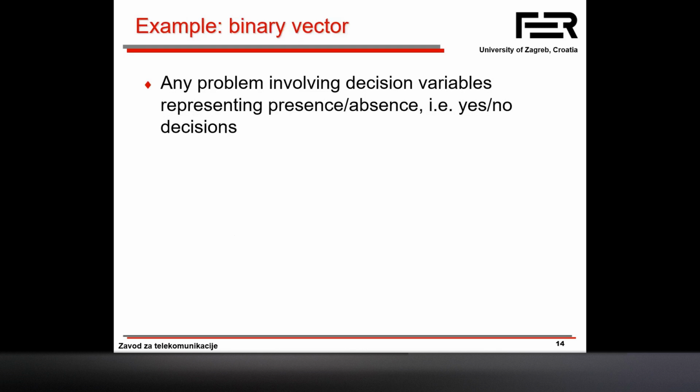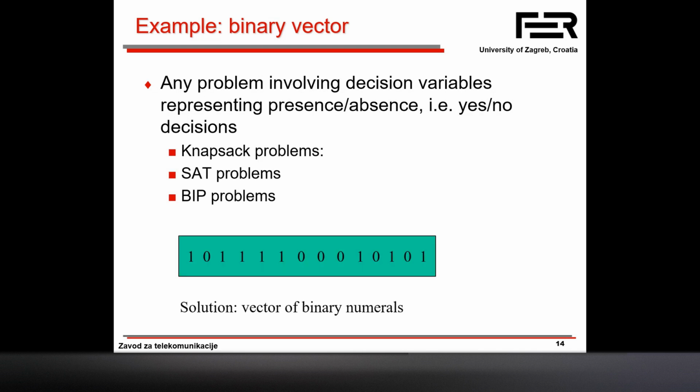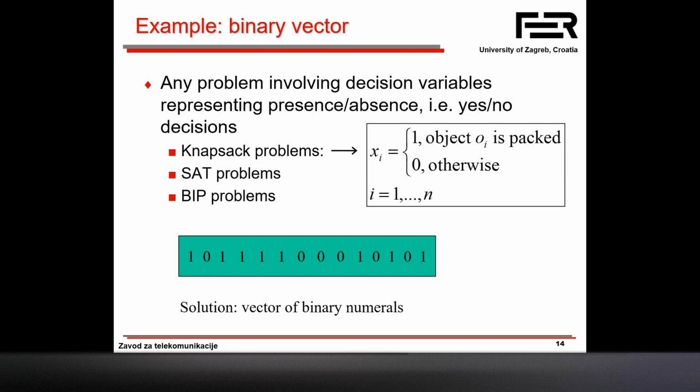So one example is a binary vector. A simple example is where we have decision variables that represent either the presence or an absence of a certain variable, such as a yes/no decision. For example, the knapsack problem, whether a certain element is picked or not, 1 or 0. Satisfiability problem, whether a certain variable is assigned true or false, any kind of binary integer problems. Such a solution can be represented as a binary vector. So as I said, for example, xi is 1 if an object is packed or picked, 0 otherwise, for the knapsack problem.